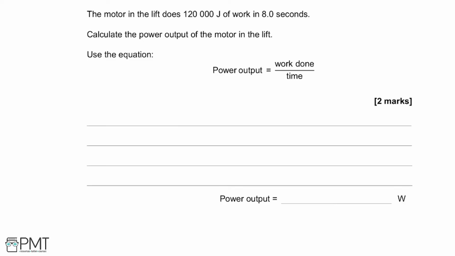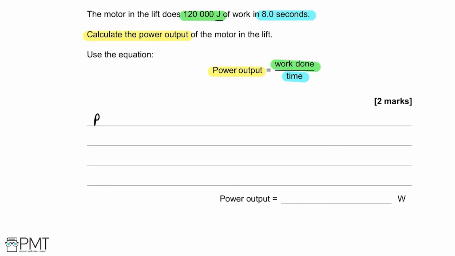So we're calculating the power output, which is already at the front of the equation, so we don't need to do any rearranging, which is great. We need to find the work done. So the motor in the lift does 120,000 joules of work, and we need to find the time that it does it in, and it's in 8.0 seconds. You may notice that work done has the same units as energy, it's joules, and that's because work done is the same as the amount of energy that's been expended, if you like, or that's gone into doing whatever has been done. So we're just going to substitute those values into the equation.